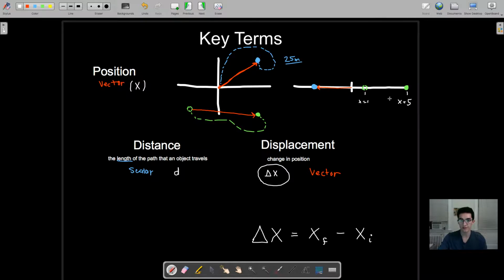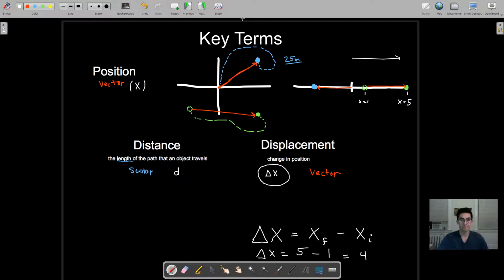X equals 5. Well, our displacement here is going to be our final position minus our initial position. So using our formula here, our displacement is our final position, which is 5, x final equals 5, minus our initial position, and our initial position is 1. So our displacement would be positive 4, or 4 in the positive direction. We can have a negative displacement, and if we take right to be positive, which in general we do, that would mean that negative displacement would be a displacement to the left.